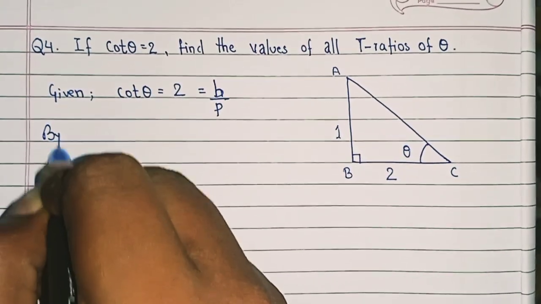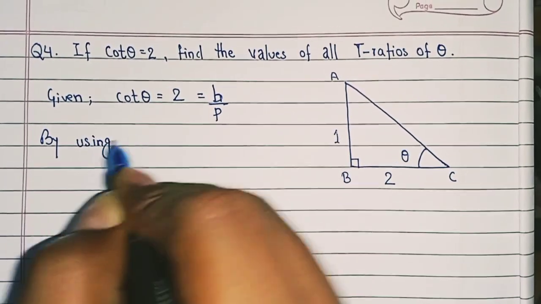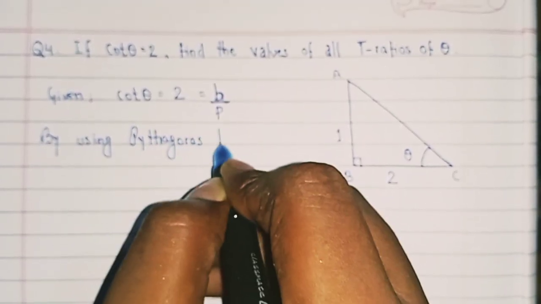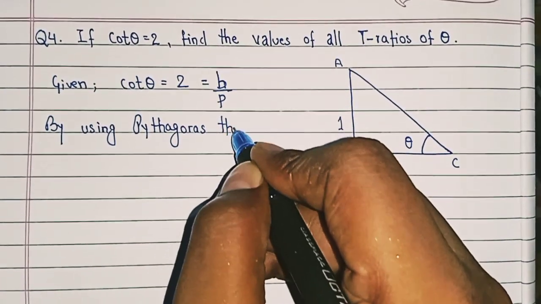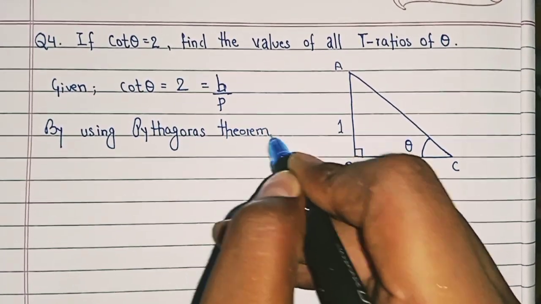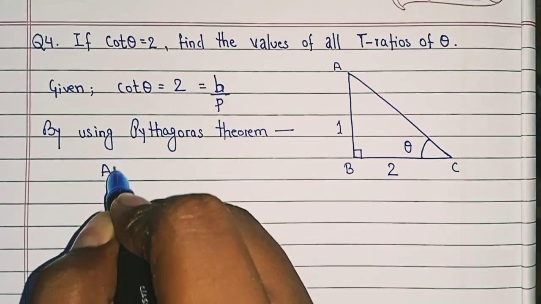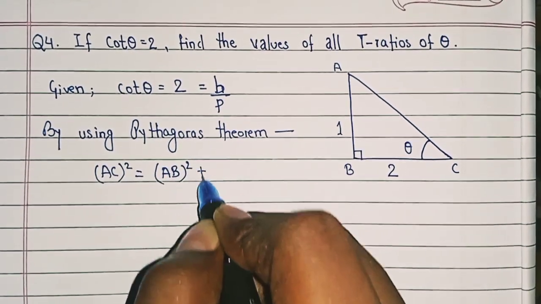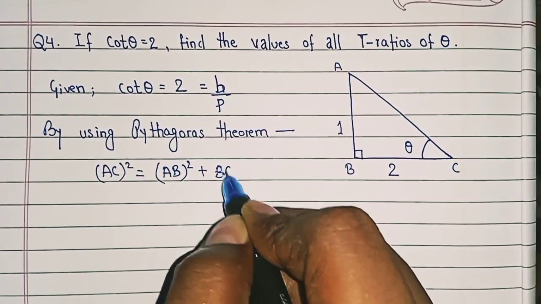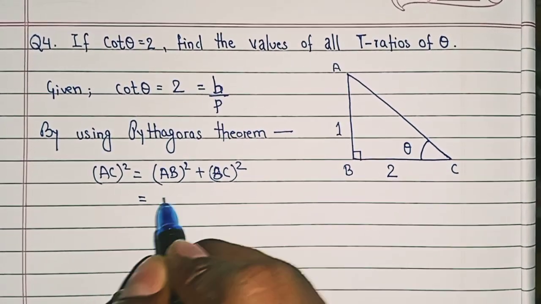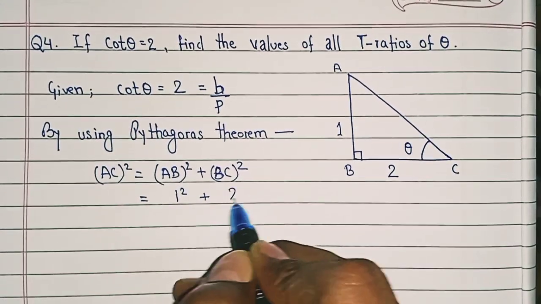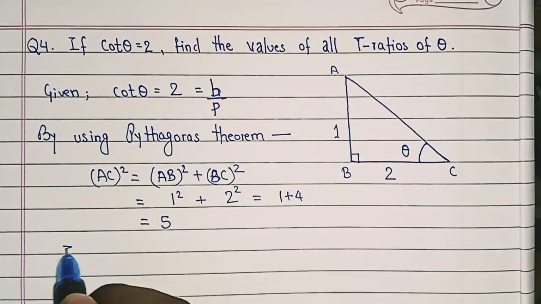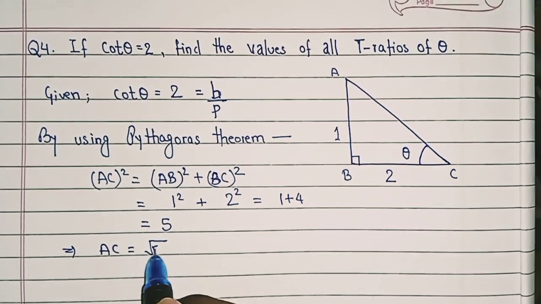Now by using Pythagoras theorem, we have to find the hypotenuse, that is AC square equals AB square plus BC square. Now AB is 1, so it is 1 square, and BC is 2, so it is 2 square, and 1 plus 4 equals 5. So AC equals root 5.